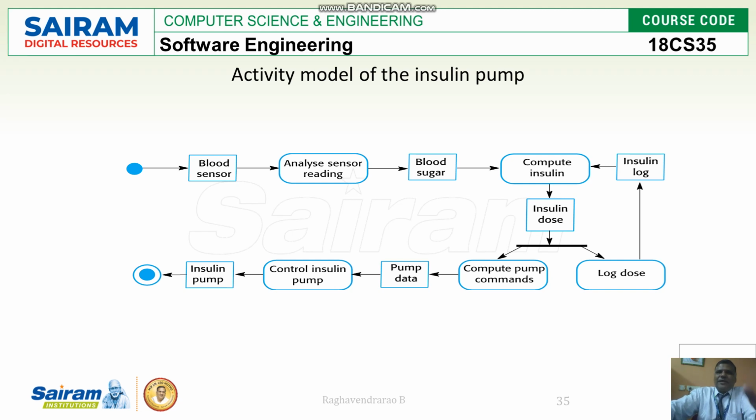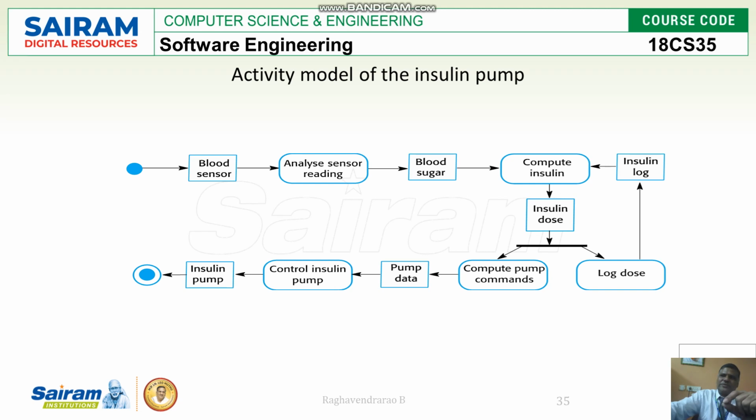The blood sensor senses the data and analyzes the sensor reading, then blood sugar should be checked, then the insulin is computed, whether it is high or low, and that should be given as the insulin dose. The dose is always logged, so a log is maintained. That is why it is a circular flow: the checking is always done in this insulin log. Again it computes, and it is given.